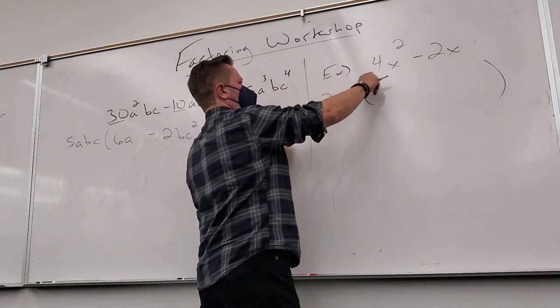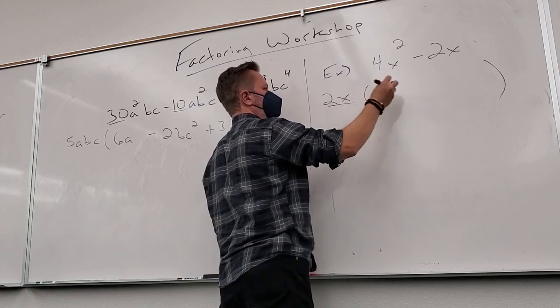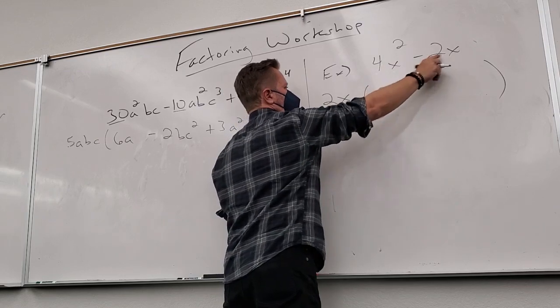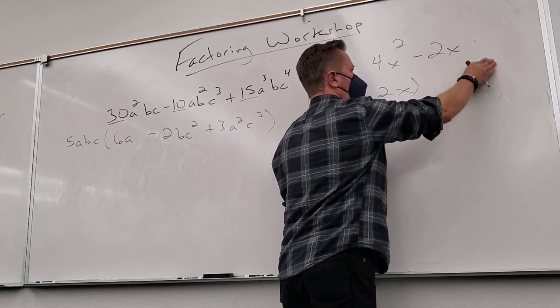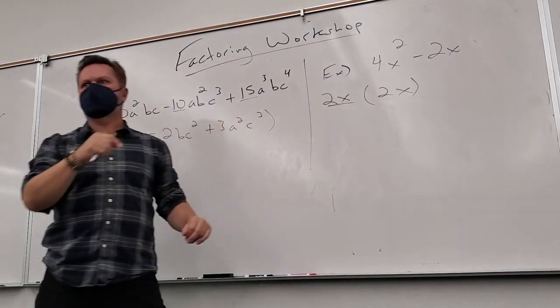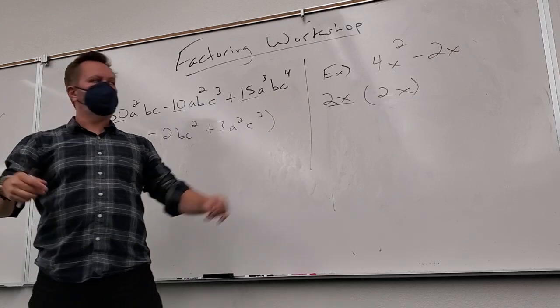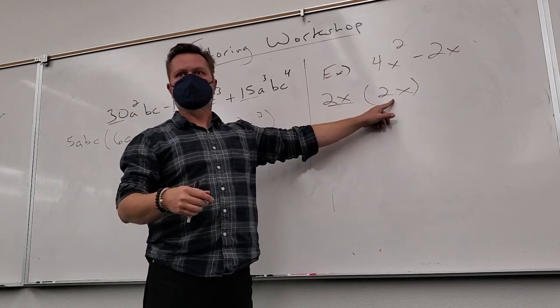So what's left here? 4 divided by 2? 2. Had 2 x's, took 1. 1x. Now here's the mistake I see. I had 2x, I took 2x, so I'm done. Why is that a mistake? How can you tell immediately that if somebody said that's the answer, they're wrong? You get the same thing if you multiply it back out. 2x times 2x is? 4x.